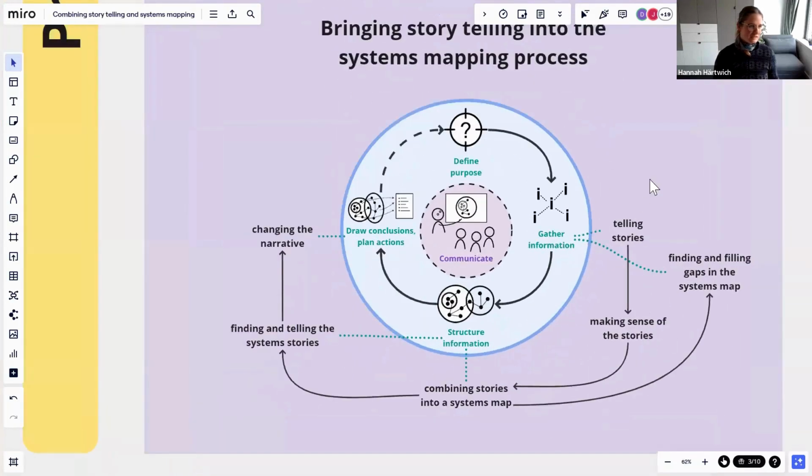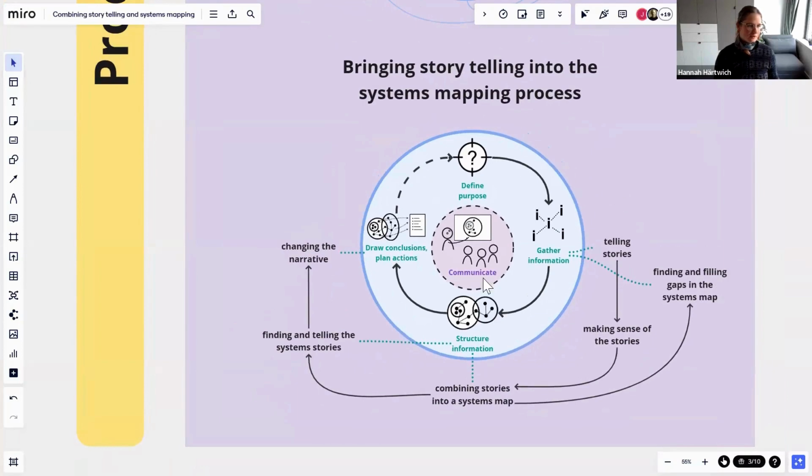Then when we want to bring storytelling into this process, this is what that can look like. So for the gathering information step specifically, we can use storytelling. And from there, we can come together to make sense of these stories. We can then combine the stories into a systems map. We might loop back to together discuss, okay, what are the gaps in the map? Where do we want to fill in more information?